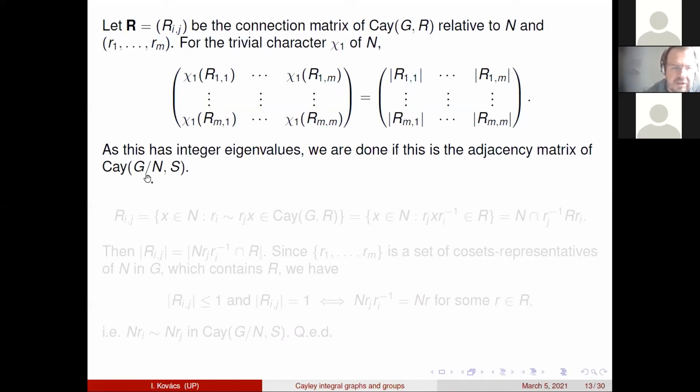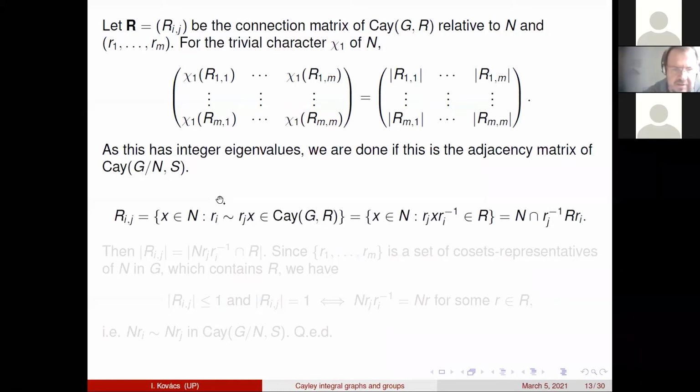We have here the adjacency matrix of the quotient, and so here's the proof why this is the adjacency matrix. So the matrix is built by this definition, and remember that now N acts as a semiregular group and acts by right multiplication. So these are the representative vertices now. Ri and Rj are also group elements, and by definition, they are connected in the Cayley graph if and only if this condition is satisfied. And in fact, the set R_ij is just these intersections.